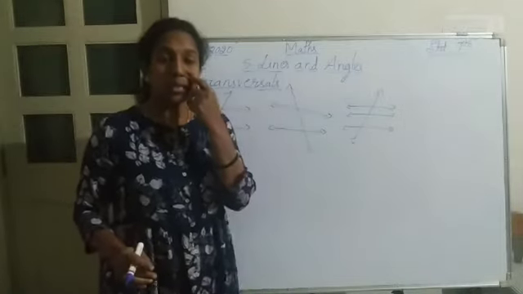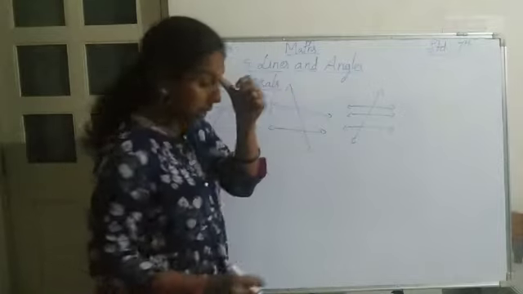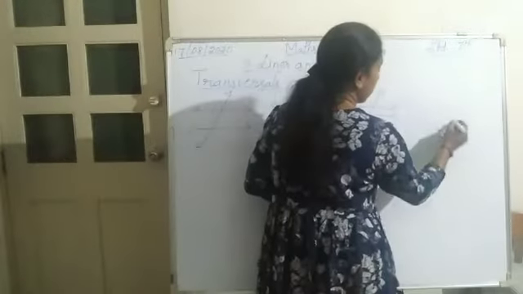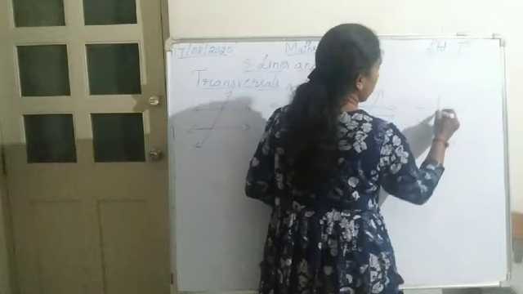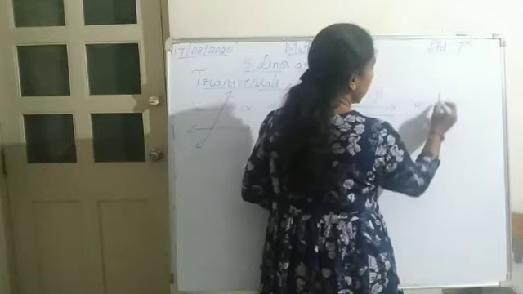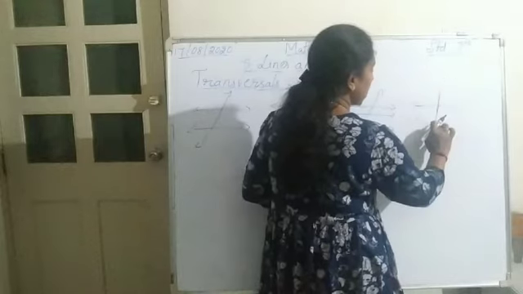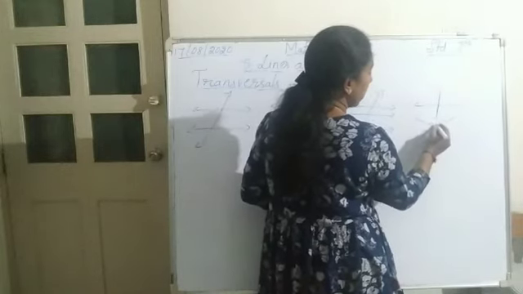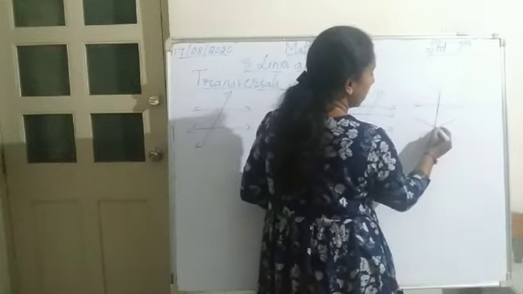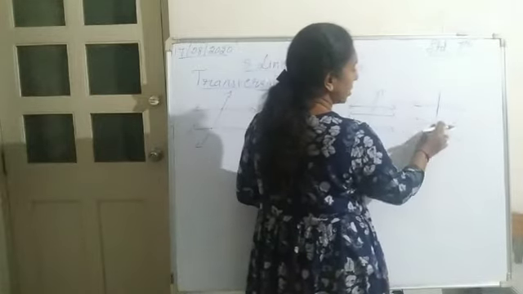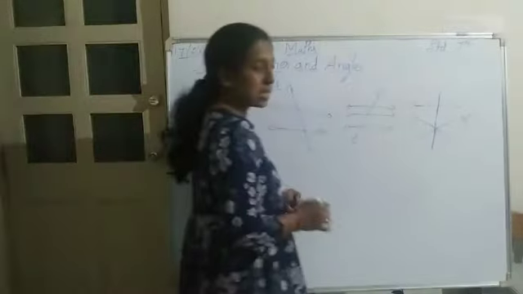In your textbook also they have given the pictures, and one more is there. If it is like this, is it a transversal? No, this is not a transversal, because here the three lines are intersecting in one point. So this is not a transversal.